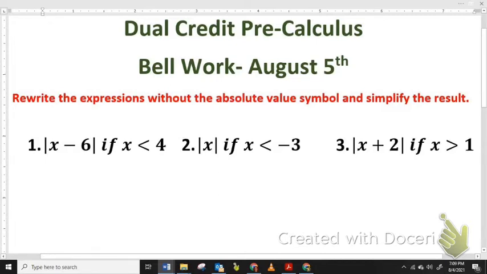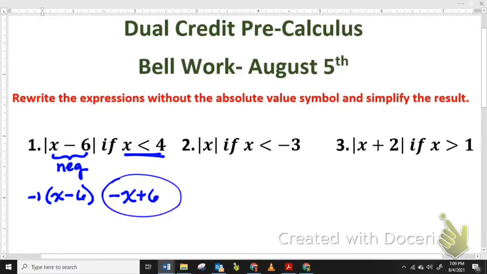If x is a number that is less than 4, how would the inside evaluate? Positive or negative? Negative. Absolute value is going to change that into a positive. So we would have negative 1 multiplied by what's on the inside there. And so this would simplify to be what? Negative x plus 6. Or how else could you write that would be equivalent? 6 minus x.